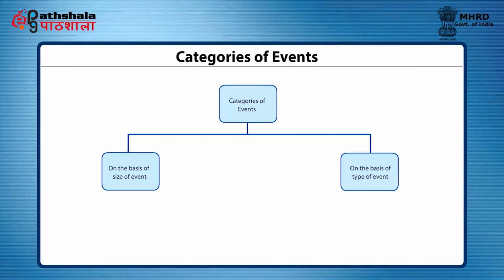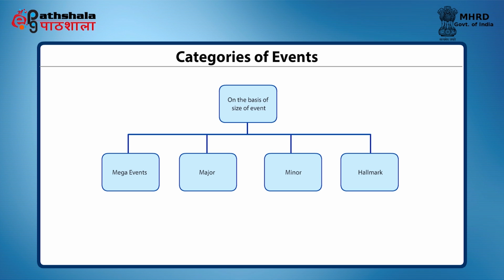Now we shall explore the different categories of events in detail. Broadly, the events fall under two main categories, and each category has different types of events. There can be different types of events based on size of events and on the basis of type of events. On the basis of size of events, the events can be mega, major, minor, and hallmark events.